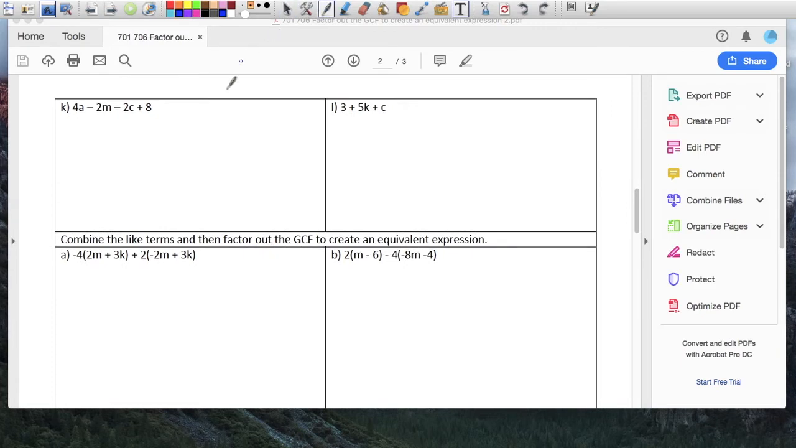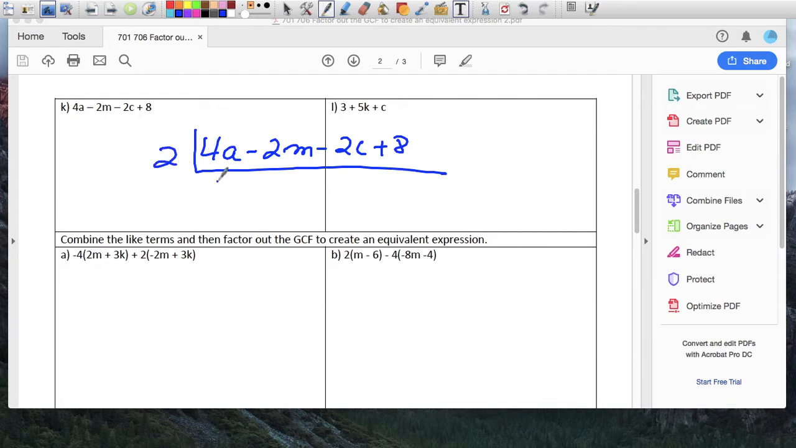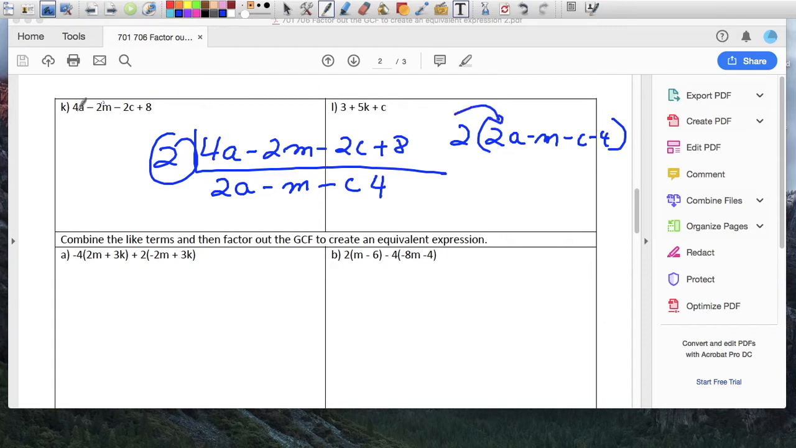We have a few more. So 4A minus 2M minus 2C plus 8. Pull out a 2. 4 divided by 2 is 2A. 2 divided by 2 is 1M, or just M. 2 divided by 2 is C, or 1C. And 8 divided by 2 is 4. This is my GCF. So I get 2 times 2A minus M minus C plus 4. Check. 2 times 2 is 4. 2 times M is 2M. 2 times C is 2C. And 2 times 4 is 8. Okay.